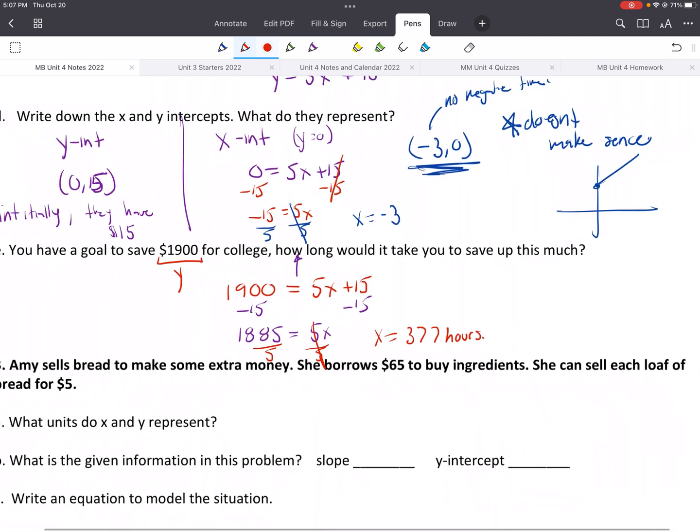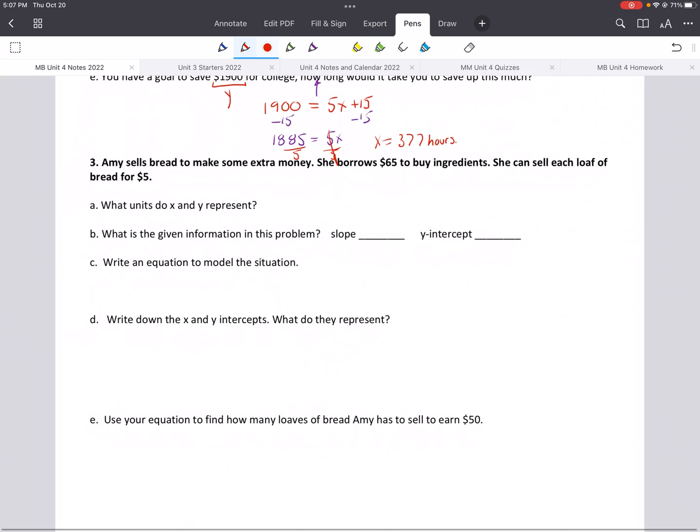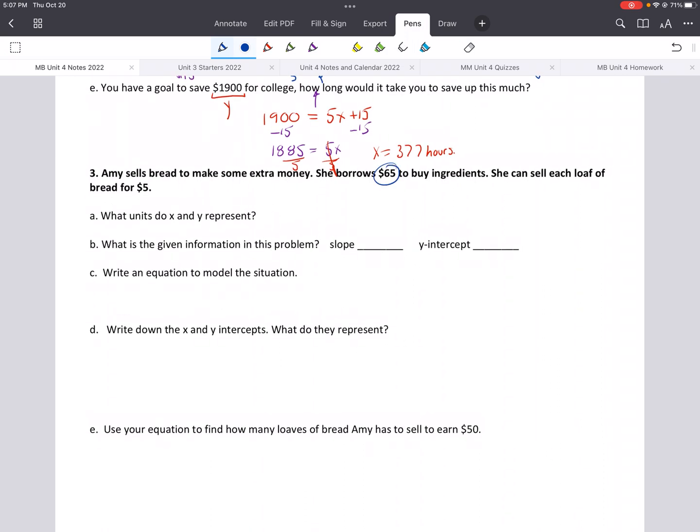Okay. All right, last one. I'll probably go through this one a little quicker. I also have it on your notes, so if you want to just grab it from there, you can too. So she's selling bread for extra money. She borrows $15. So here's kind of a key word, borrowed, to buy ingredients. And then she sells each loaf for $5. So $5 for every loaf.